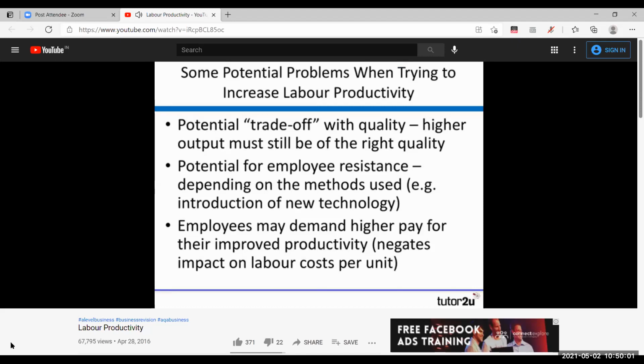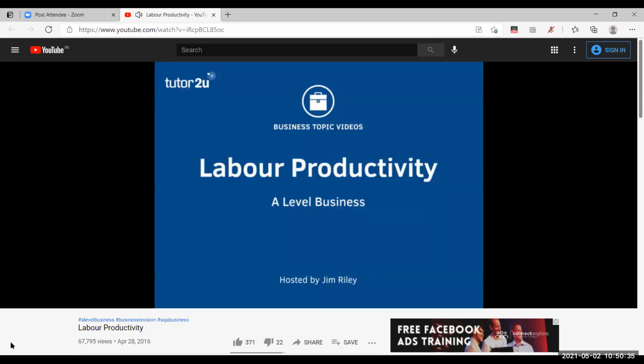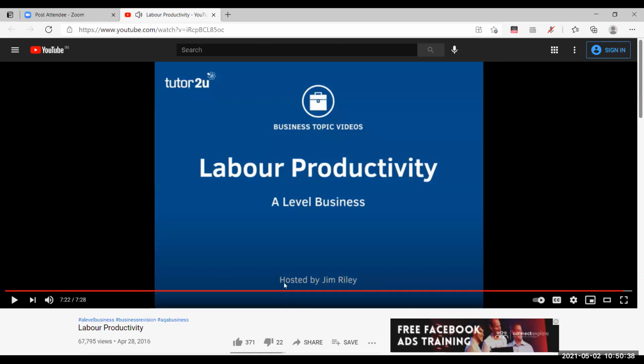One of the problems, of course, if you're trying to increase labour productivity, is that you're going to come across some resistance. Employees, particularly where it involves automation, perhaps inevitably and certainly understandably, are somewhat reluctant to see their jobs changed or disappear in return for giving a job to a robot. And it's possible that employees may say, well, look, our productivity is improving and therefore we want to be paid more per unit. So you have to be careful of unintended consequences of your strategy to improve labour productivity. There we go. That's just a brief introduction.